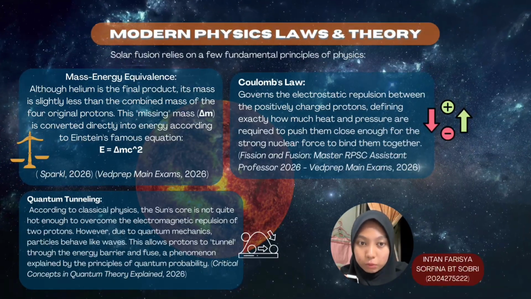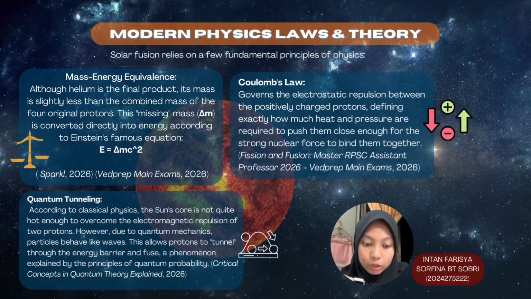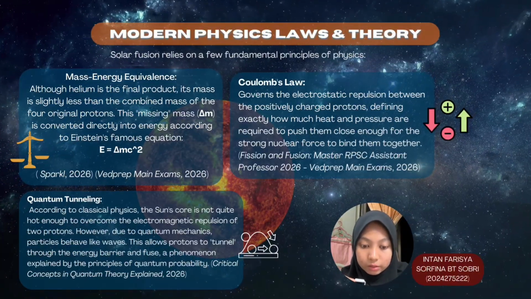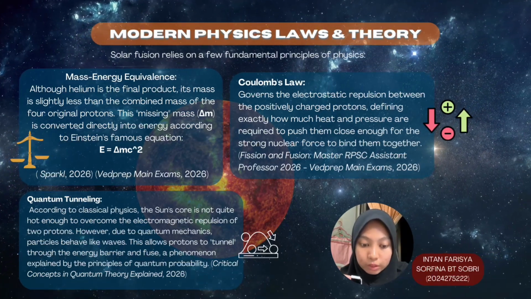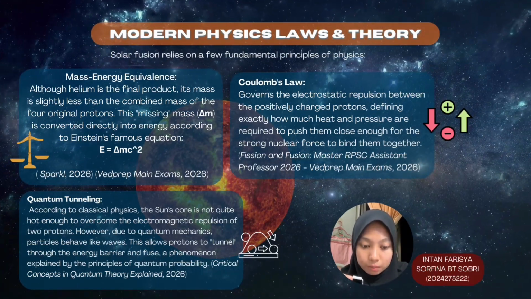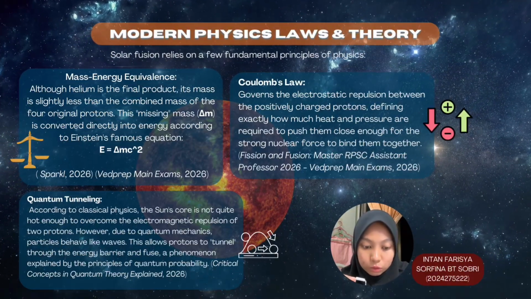The final helium nuclear weight is slightly less than the original protons. That missing mass becomes energy. Second, quantum tunneling. According to classical physics, the Sun's core is not quite hot enough to overcome the electromagnetic repulsion of 2 protons. However, due to quantum mechanics, particles behave like waves. This allows protons to tunnel through the energy barrier and fuse.